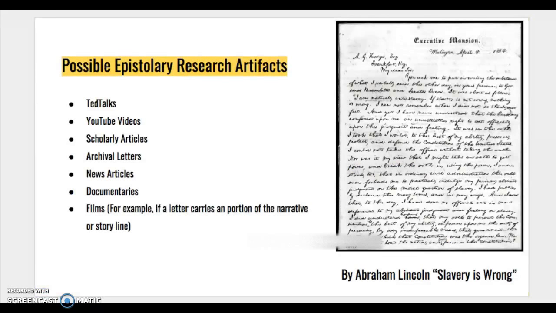Possible artifacts: you can use TED Talks, YouTube videos, scholarly articles, of course, letters, news articles, documentaries, and films. A film, for example, that if a letter carries a portion of the narrative or narration or the storyline, it's eligible because we're getting at the characteristics or qualities of this tradition.